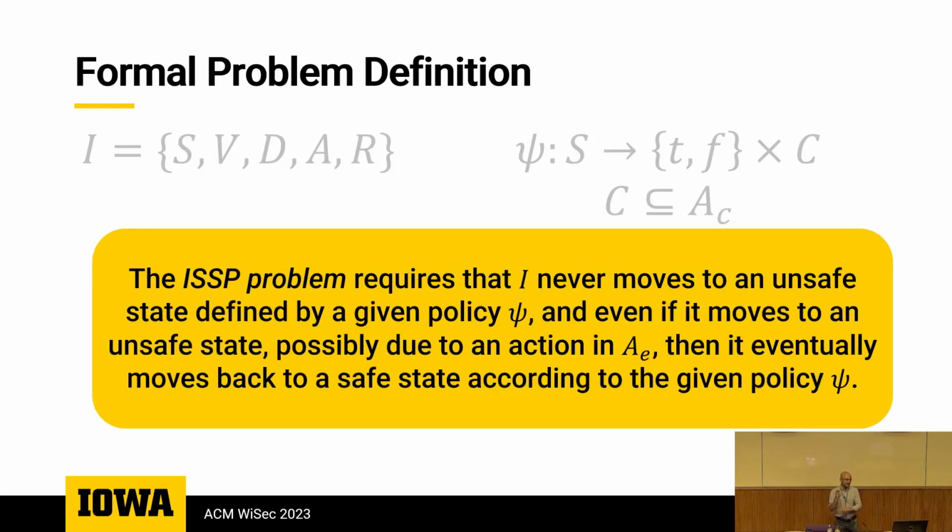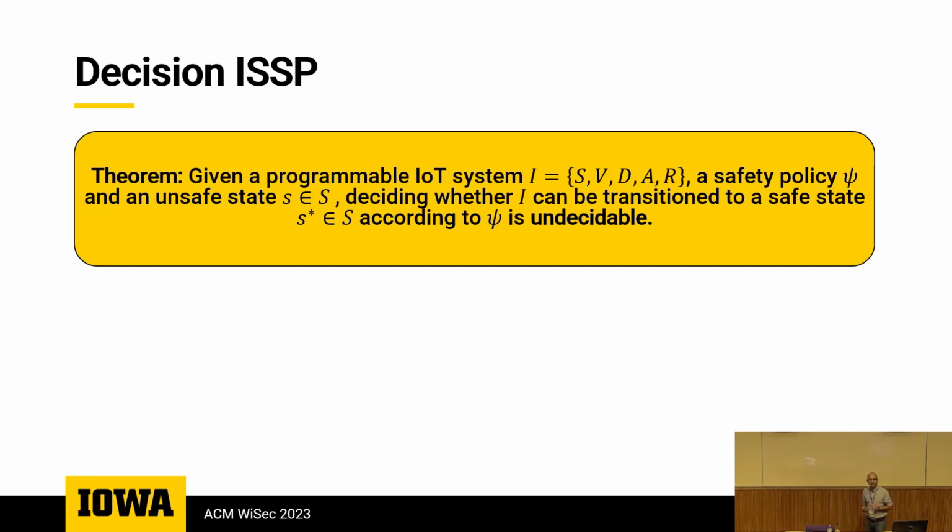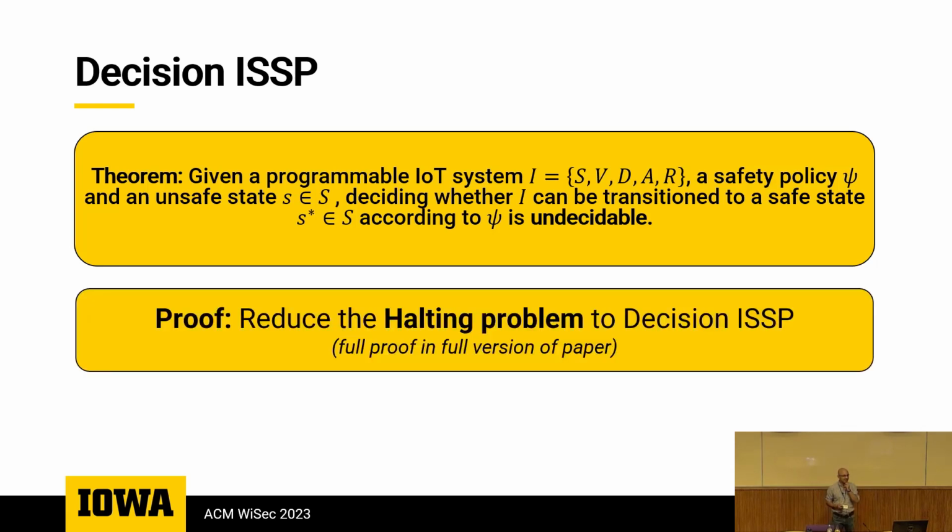Now, the IoT system safety problem requires that the system either never moves to the unsafe state, or if it moves, we should have a way of bringing it back to a safe state through a bunch of iterations. Now, we proved that the decision version of it, which is actually needed for policy analysis, I'll tell you in a bit, is undecidable, and you can encode the halting problem into this decision problem.